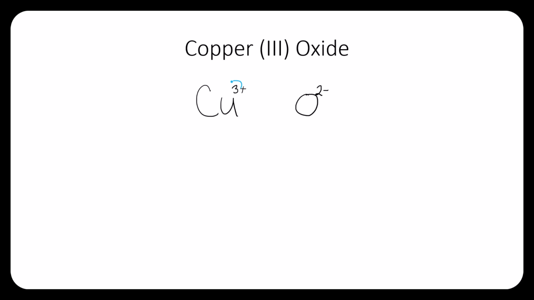So the magnitude of this charge becomes a subscript over here. And then the magnitude of this charge becomes the subscript on copper. So to write the correct chemical formula for this, it is Cu2O3.